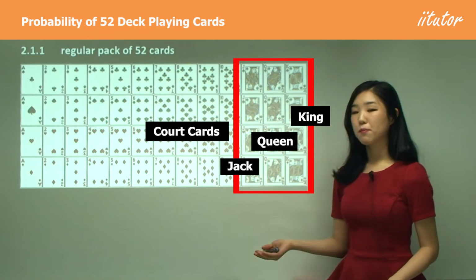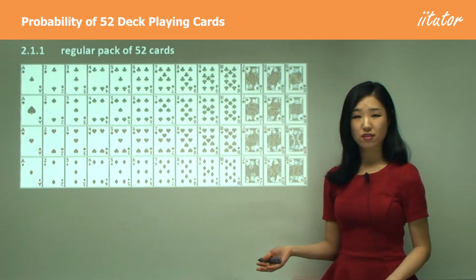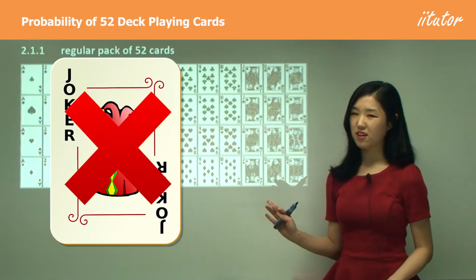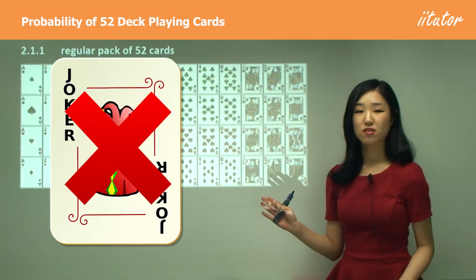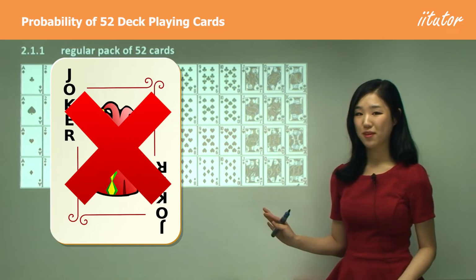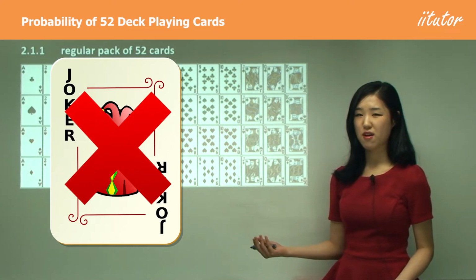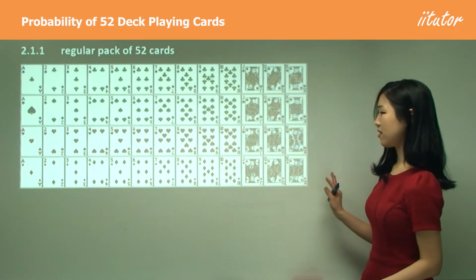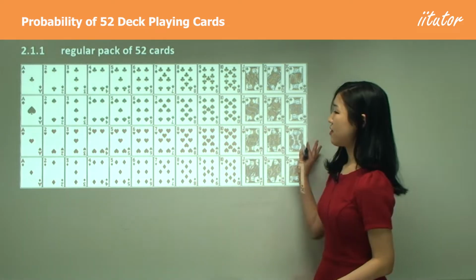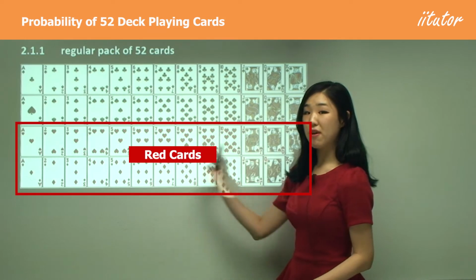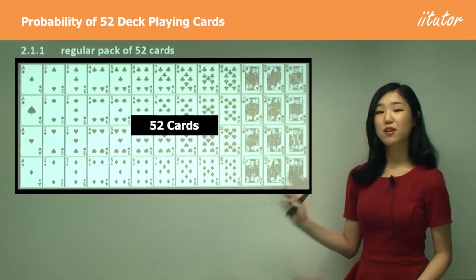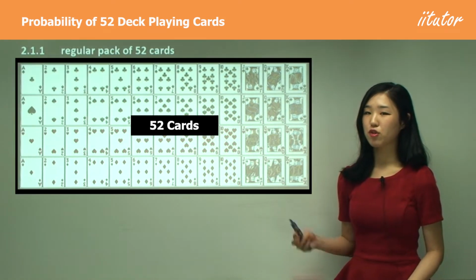When we're looking at probability, we don't consider any jokers, so don't think that there's any jokers in the cards. They're always neglecting jokers, so don't worry about jokers in any probability questions, unless they do specify, but it's really rare for them to specify any jokers. So this is all you need to consider. And you should also know there are black cards and red cards.